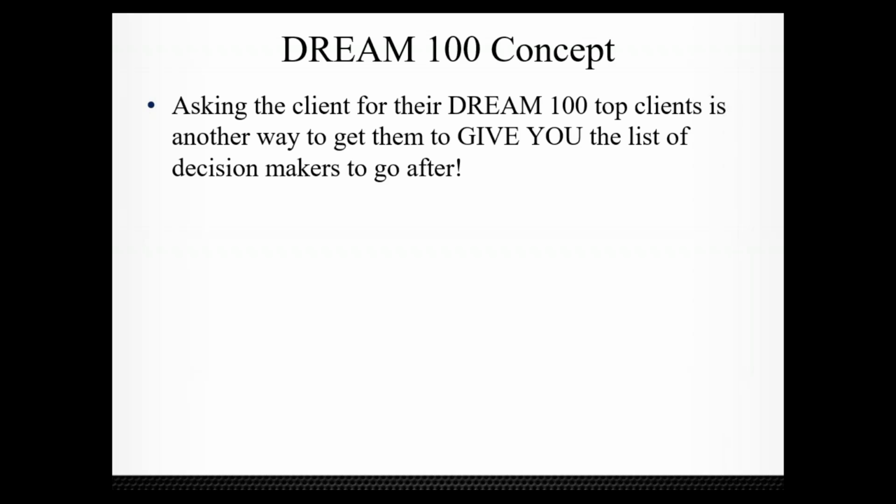Okay, so there's something called the Dream 100 concept. This is something else that you can do. You can ask the client for their Dream 100 top clients, and this is another way to get them to give you the list of decision makers to go after. Now, the beauty of this program is the client gives you the list of decision makers to go after. You don't have to spend your time doing hours and hours of research trying to find the ideal decision makers or ideal companies for your client, which is what we do sometimes when we broker JVs. We have to spend a lot of time doing research.